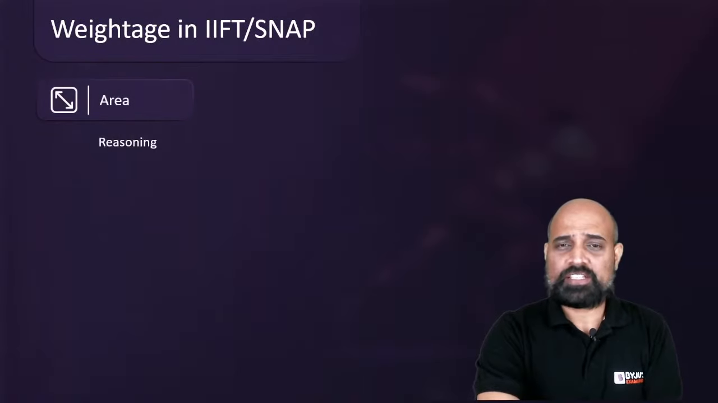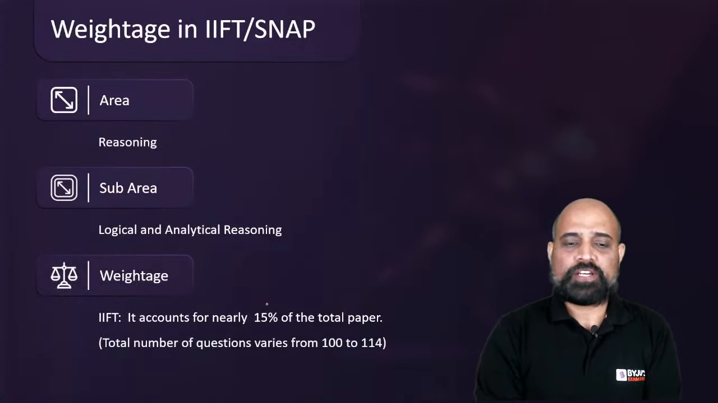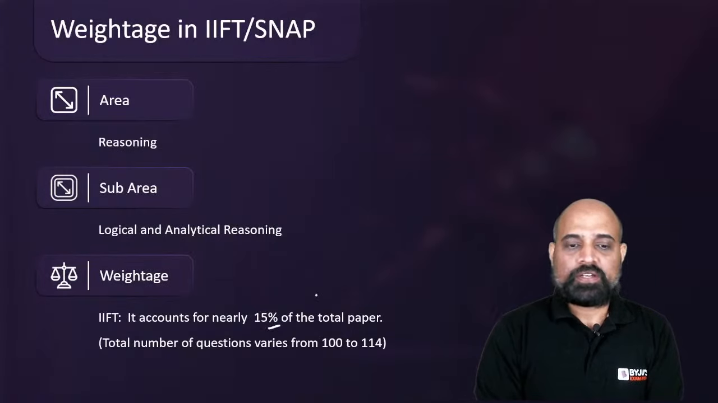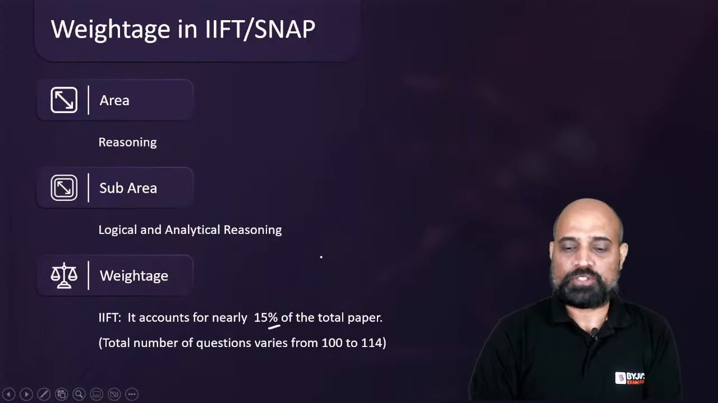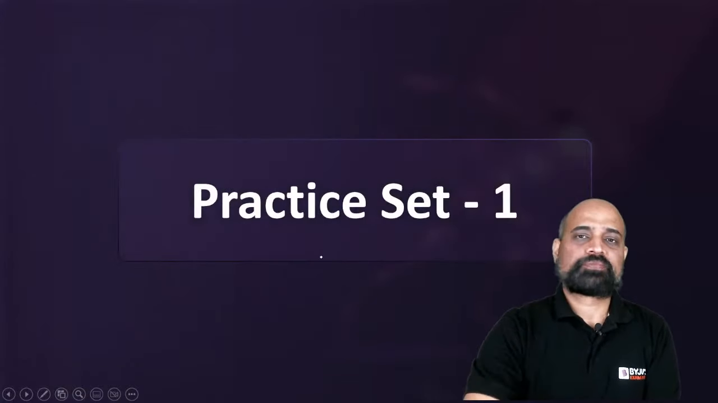So, the weightage of logical reasoning in IIFT and SNAP: they come under the area of reasoning. The sub area is logical and analytical reasoning. And in IIFT, it's around 15 to 20% of the total paper. The total number of questions in IIFT varies somewhere from 100 to 114, so it's not a fixed number of questions, right? In SNAP, it is 1/3 of the total paper.